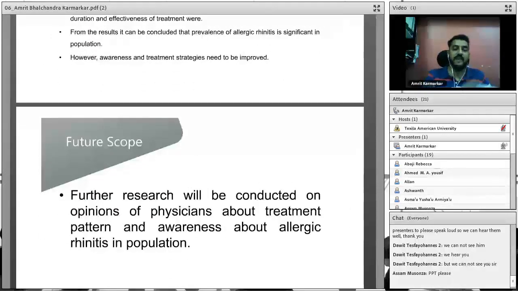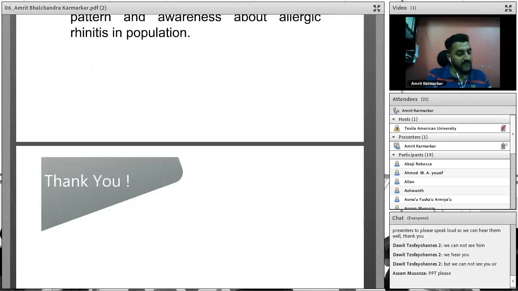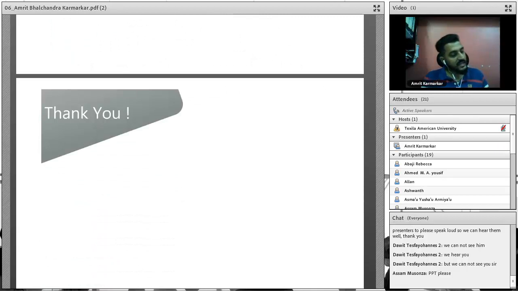In this particular study, as future scope, we can also do research on the physicians' treatment pattern and awareness about allergic rhinitis in the population. So thank you very much.